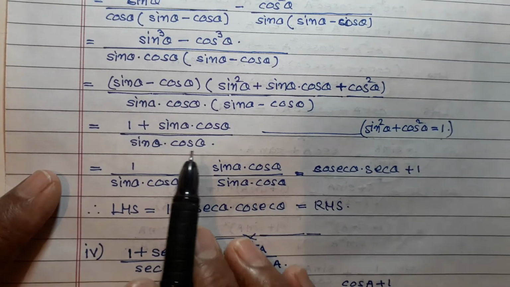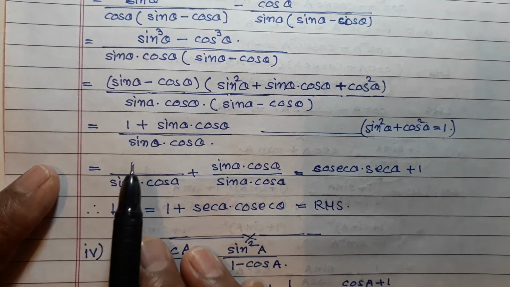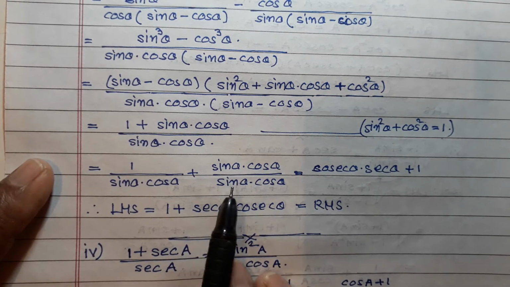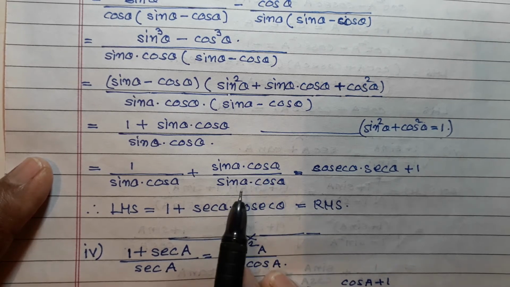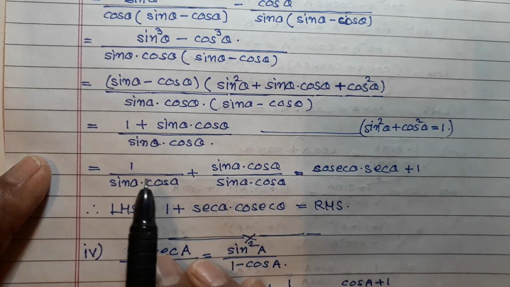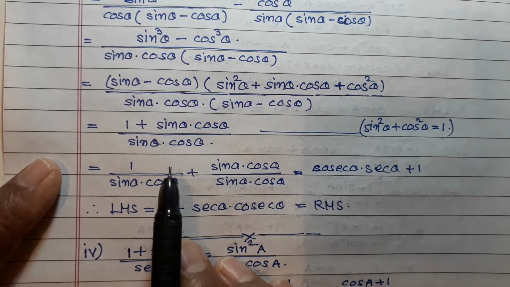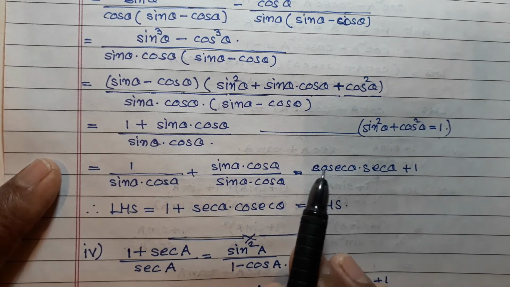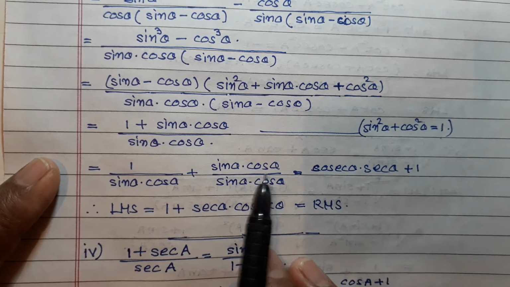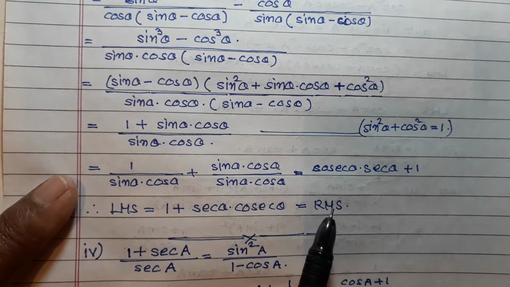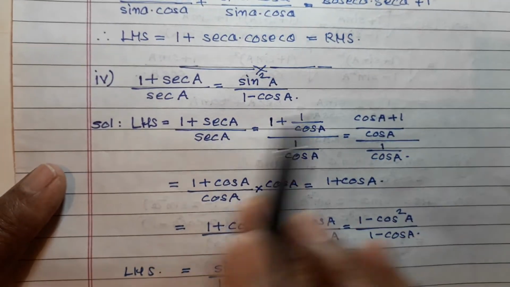And now then you split up denominator. So 1 upon sine theta cos theta plus sine theta into cos theta upon sine theta into cos theta. So this and this get cancelled and is equal to 1, and this is equal to 1 upon sine theta into 1 upon cos theta. So 1 upon sine theta is equal to cosec theta and 1 upon cos theta is equal to sec theta, and therefore left hand side is equal to cosec theta into sec theta plus 1, and hence left hand side is equal to right hand side. Okay.